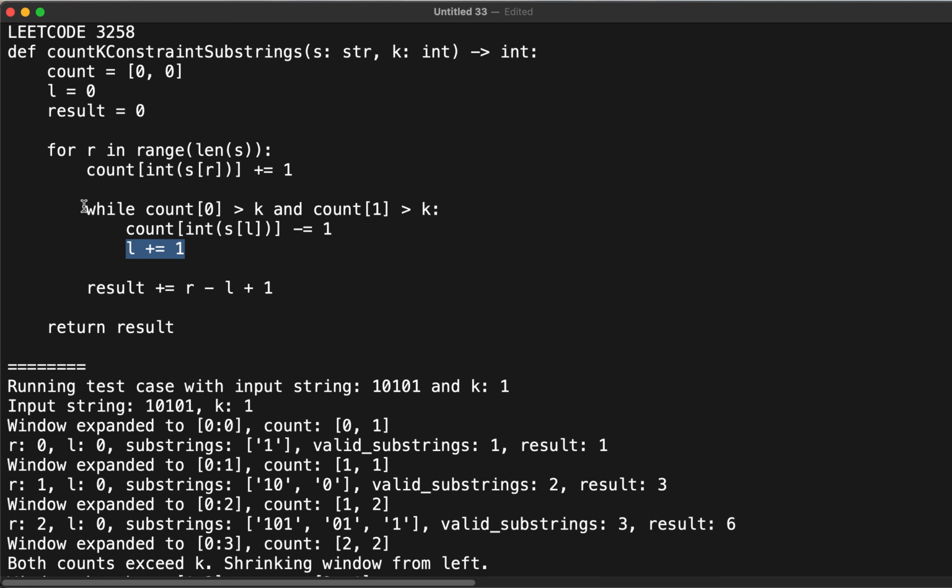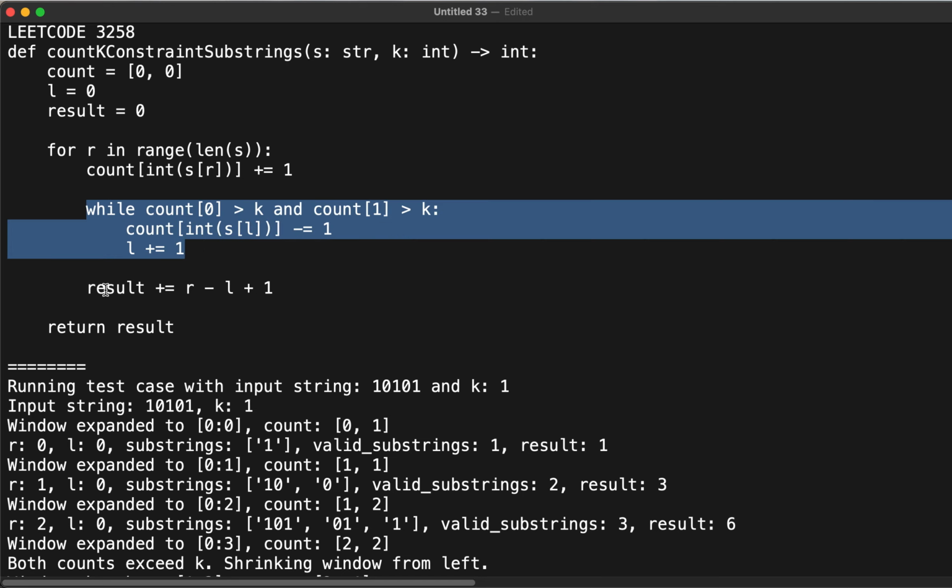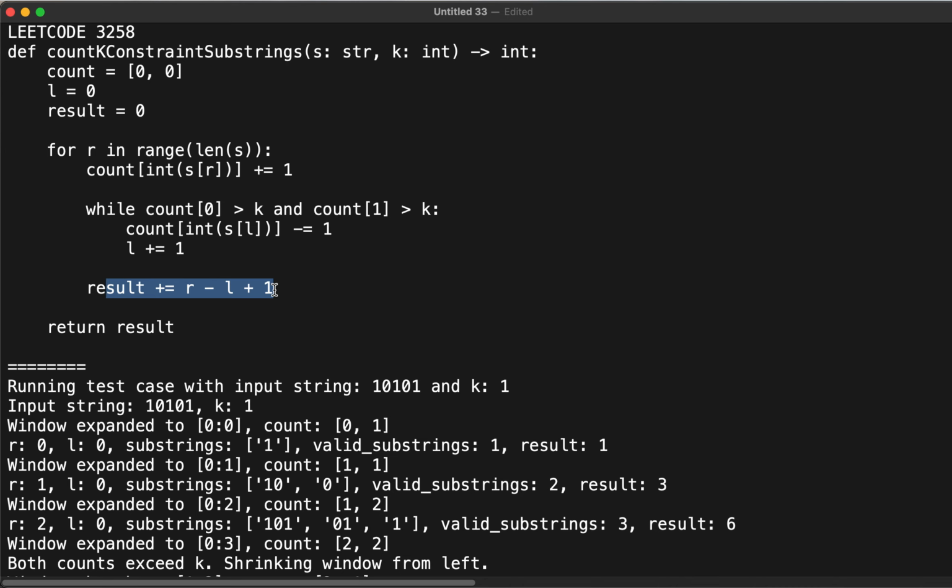And once this condition is satisfied, then you can calculate the number of substrings within that current snapshot of the sliding window as R minus L plus 1, and then you keep accumulating the R minus L plus 1s in each of the iterations, add them to the result, and that's the result you return.